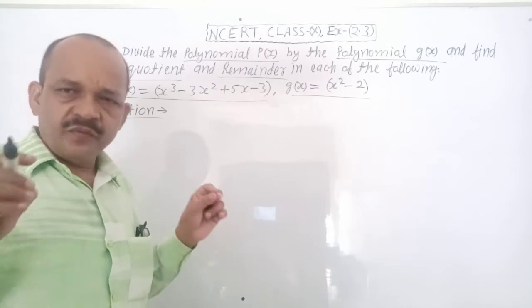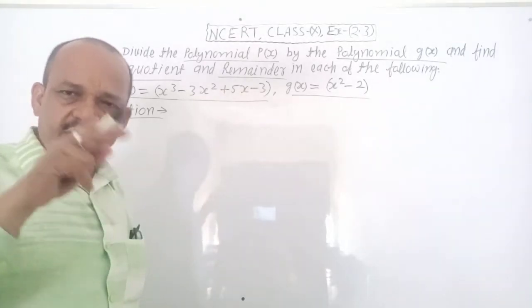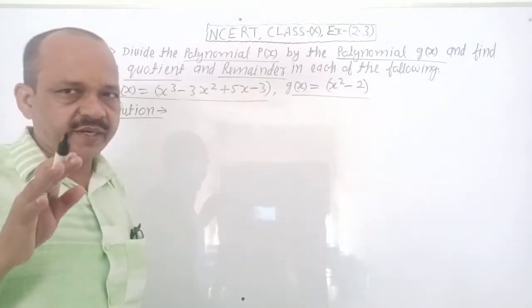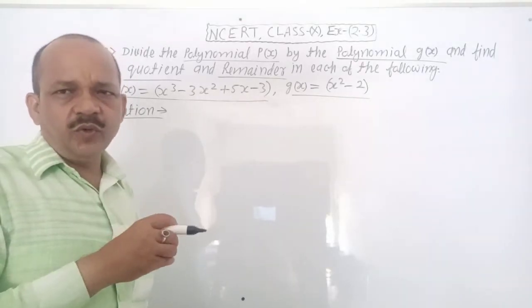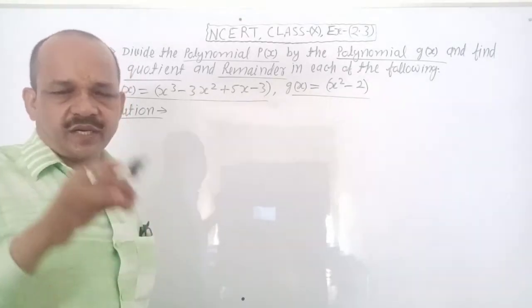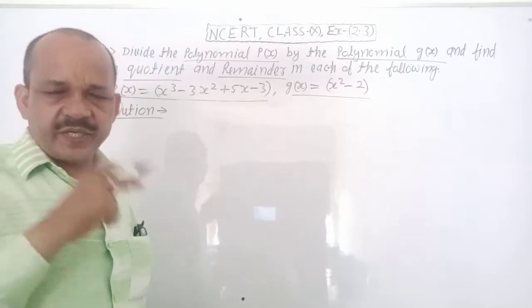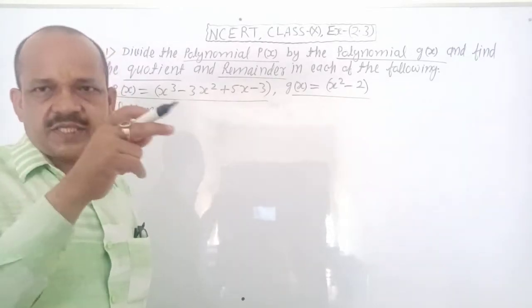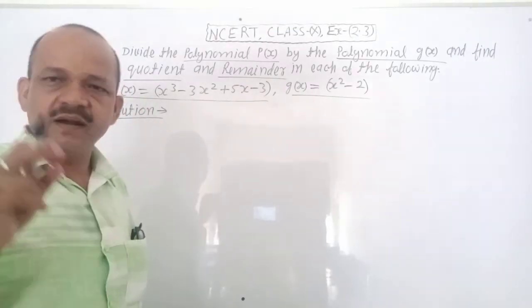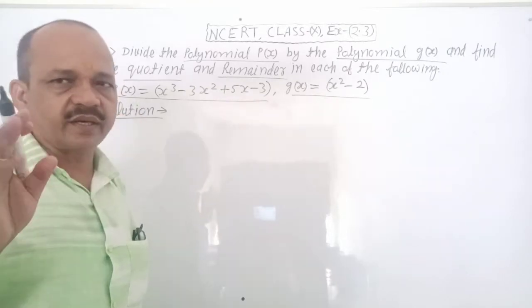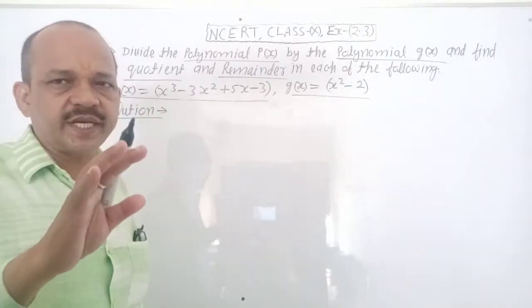We know dividend equals divisor multiplied by quotient plus remainder. It means p(x) equals g(x) multiplied by q(x) plus r(x). p(x) is the dividend, g(x) is the divisor, q(x) is the quotient and r(x) is the remainder.